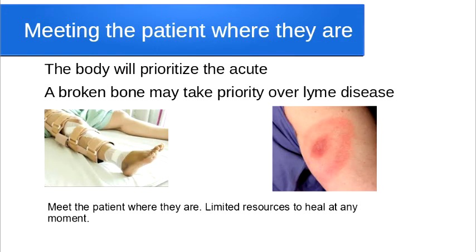We always need to keep in mind that the body will prioritize the acute. The example here is someone who has a broken bone but also Lyme disease. Yes, they have Lyme disease, but their body might start putting its energy towards healing the broken bone. So there might be problems going back through your past that we'll see on the history, that we'll see in the progression of your illness.